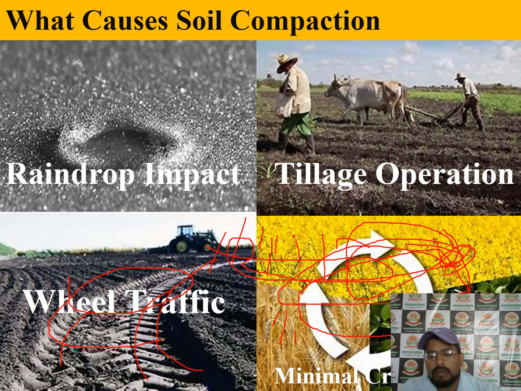When raindrops and tillage operations are continuous like this, they create subsurface compactness. But with different tillage, the texture improves.